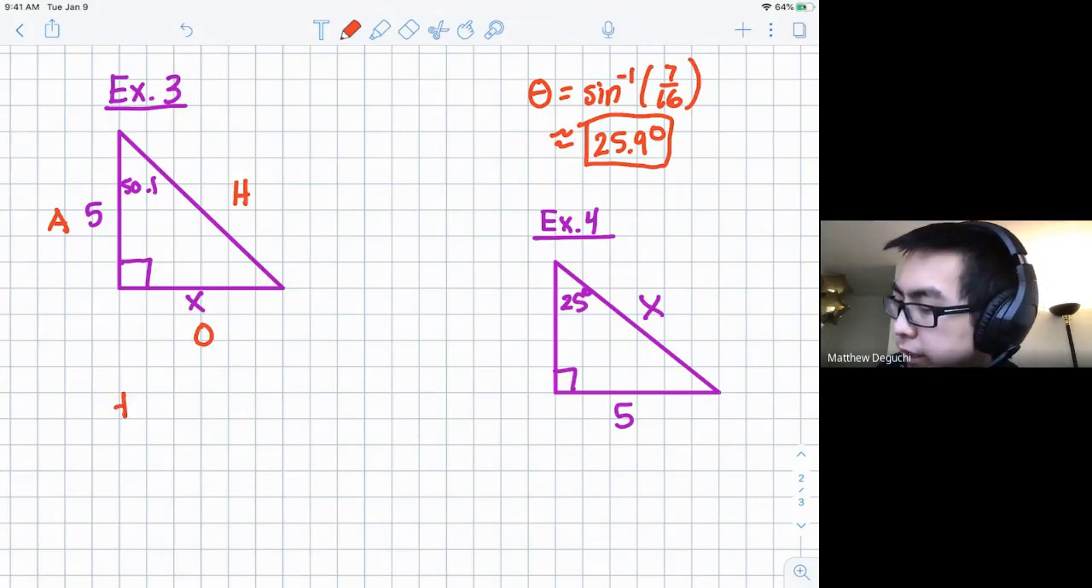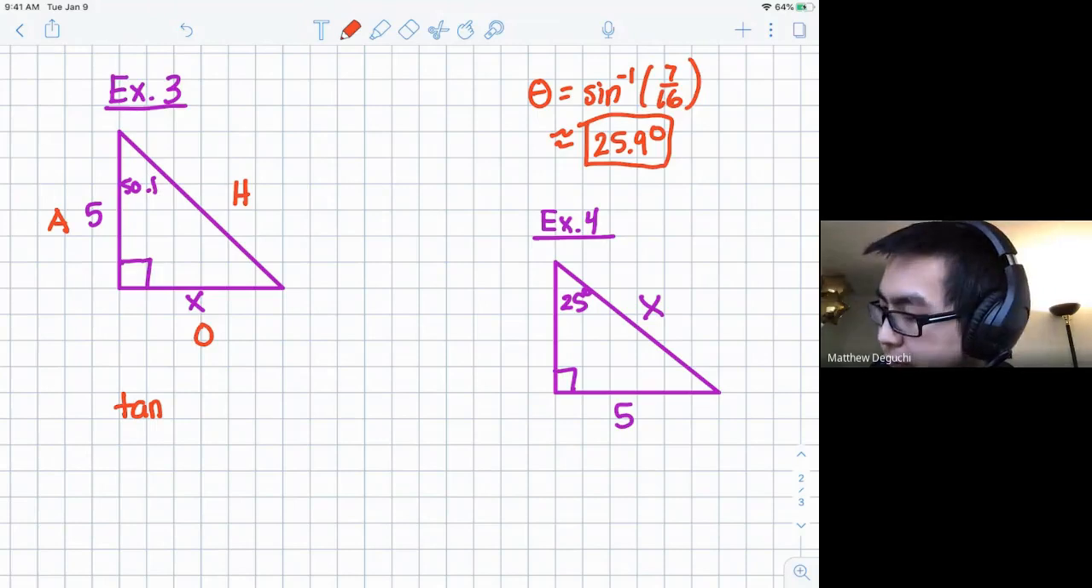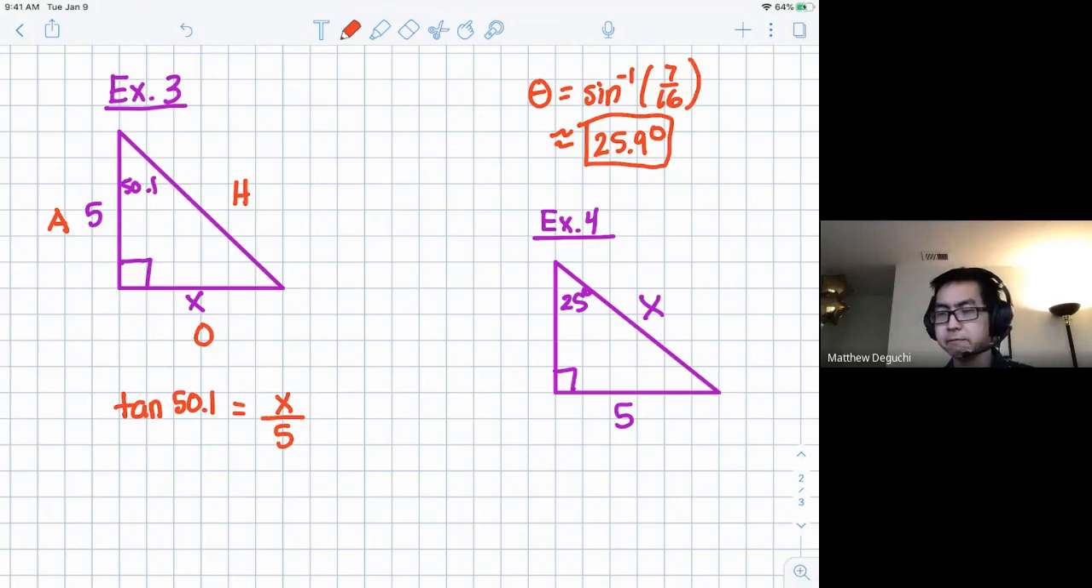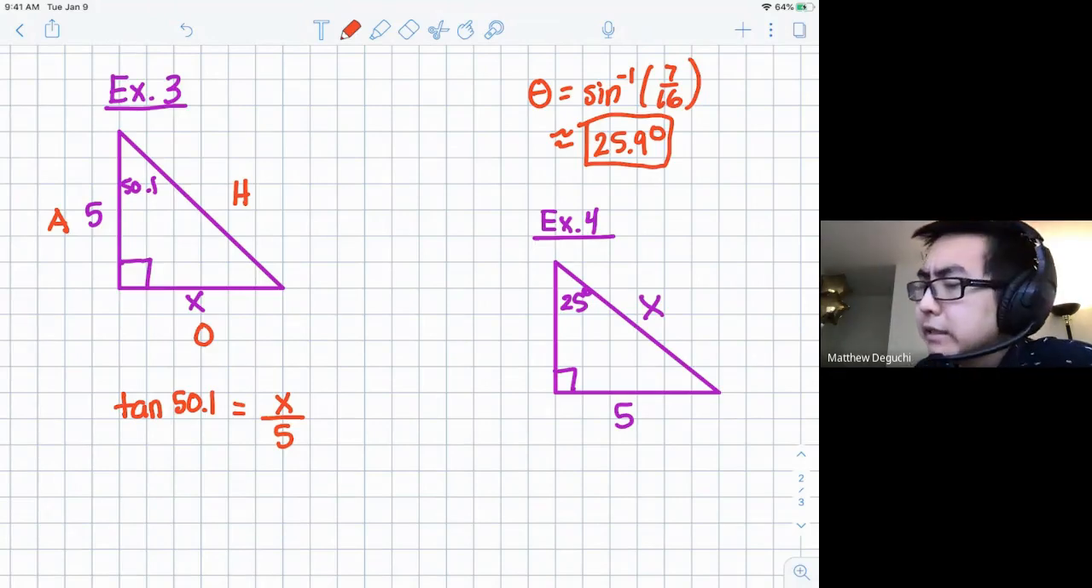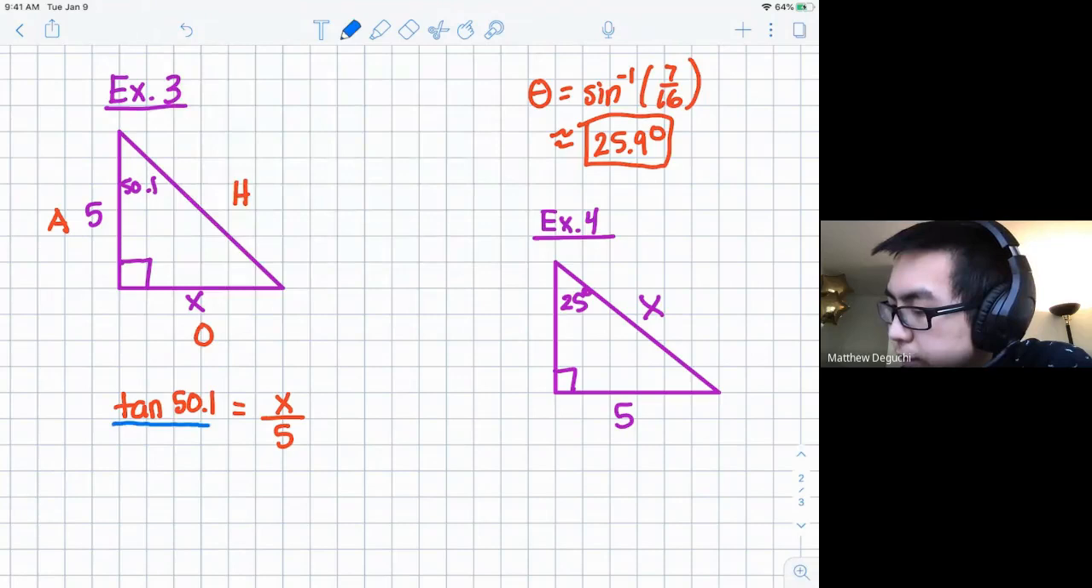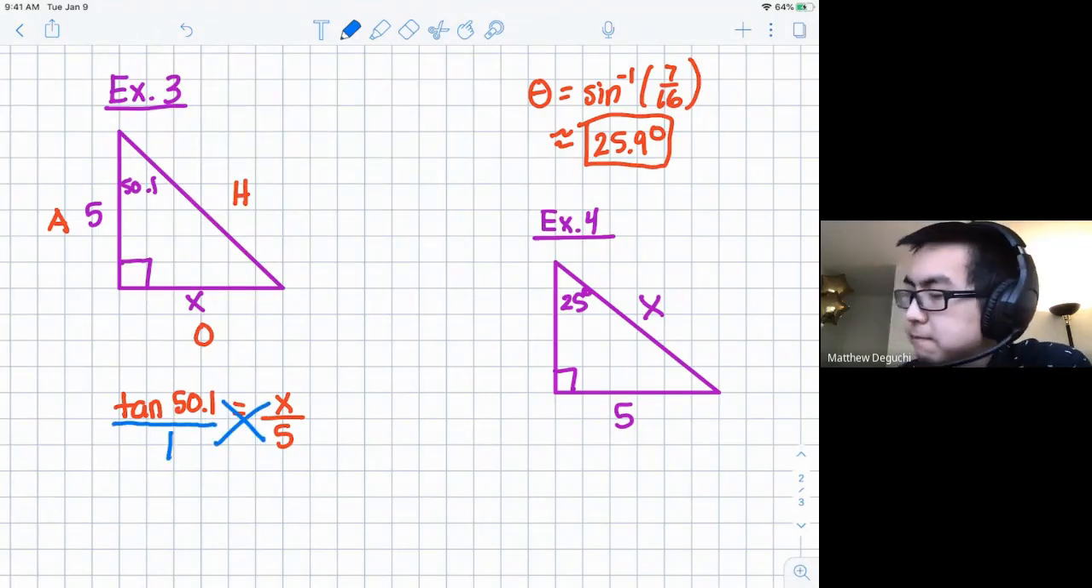So tangent of 50.1 degrees is equal to opposite over adjacent. So x over 5. Now, in order to calculate x, you have to cross multiply. So we're going to put this over 1, and then we're going to cross multiply.